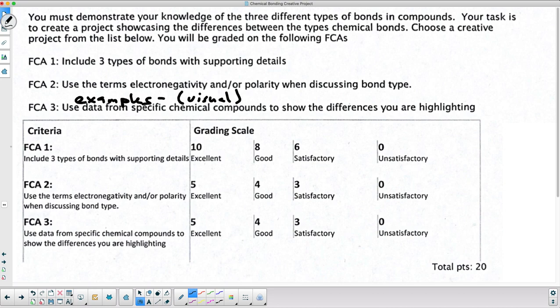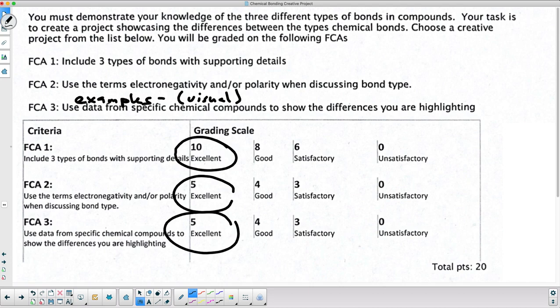So if you do 3 bonds and you have good supporting details, then you get a 10 out of 10 for that part of the FCA. Use the terms electronegativity and polarity. If you do that correctly as you're explaining, okay, you get a 5 out of 5. And if you show a very nice example and it's very clear as to what is going on in the bond, then you get a 5 out of 5, meaning a total of 20 points for an assessment. Please let me know if you have any questions. I think I went through those pretty thoroughly.